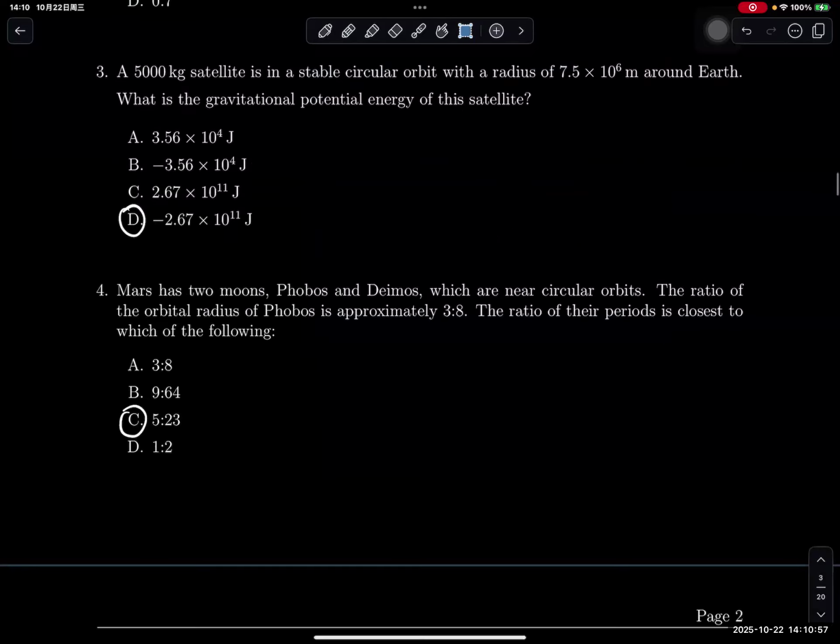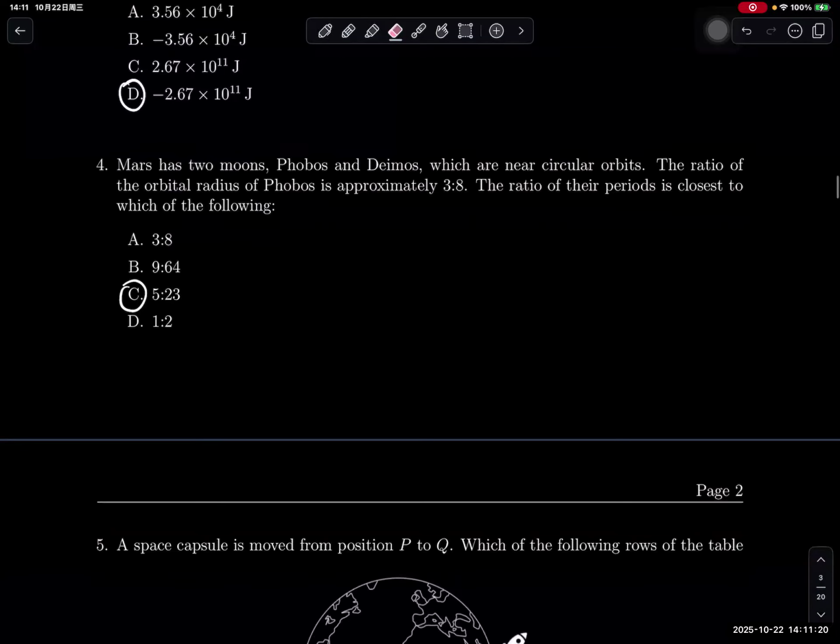Question three. A 5,000 kilogram satellite is in a stable circular orbit with a radius of 7.5 times 10 to the power of 6 meters around Earth. What is the gravitational potential energy of this satellite? Simply use the equation, negative GMm over r.